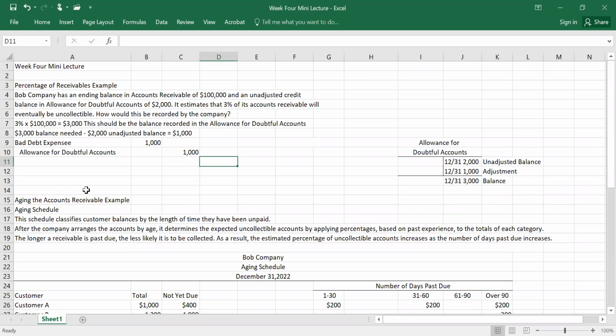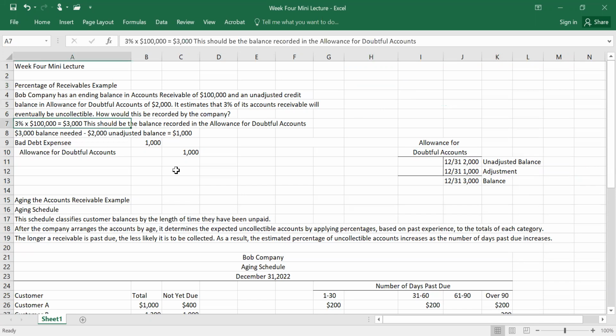Bob has an ending balance in accounts receivable of 100,000 and an unadjusted credit balance in allowance for doubtful accounts of 2,000. So that's right here. This unadjusted balance, we have that as a credit in allowance for doubtful accounts. It estimates 3% of its accounts receivable will eventually be uncollectible. How would this be recorded by the company?